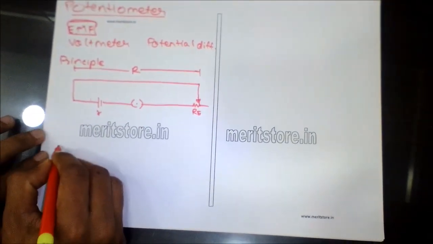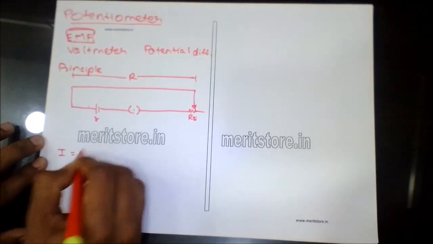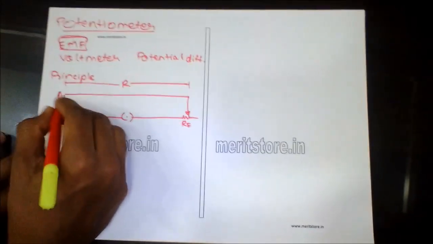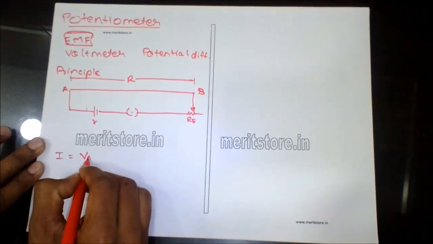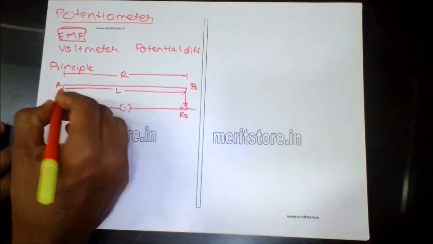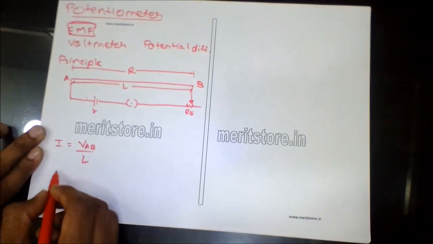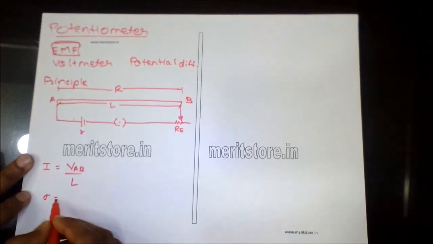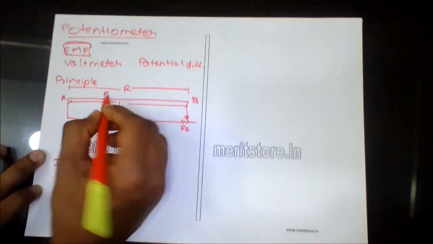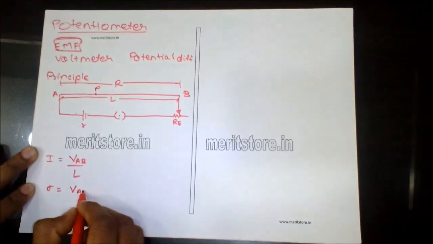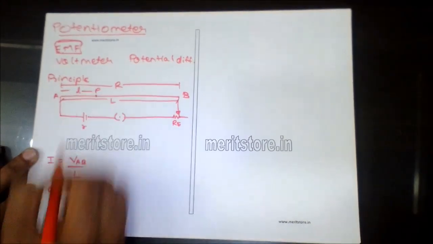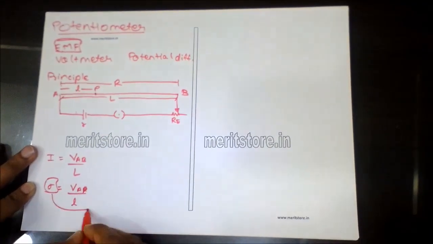When the circuit is closed, the current flowing through the potentiometer wire is equal to the voltage across AB upon the length of the wire. Since the wire is of uniform length, the potential gradient at any point, say at point P, is V_AP upon L, which is constant, and this is known as the potential gradient.